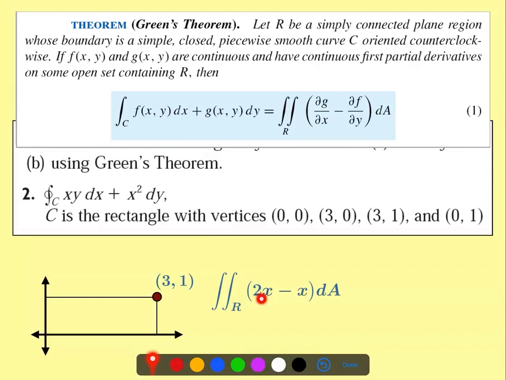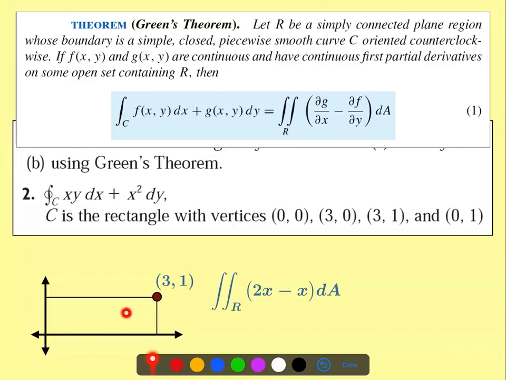So the derivative of what's in front of the dy with respect to x is giving me the 2x, and then I'm subtracting the derivative of what's in front of the dx with respect to y. So it's giving me 2x minus x, which is just x. Now I want to calculate that. It's not an area anymore because of this x being here.